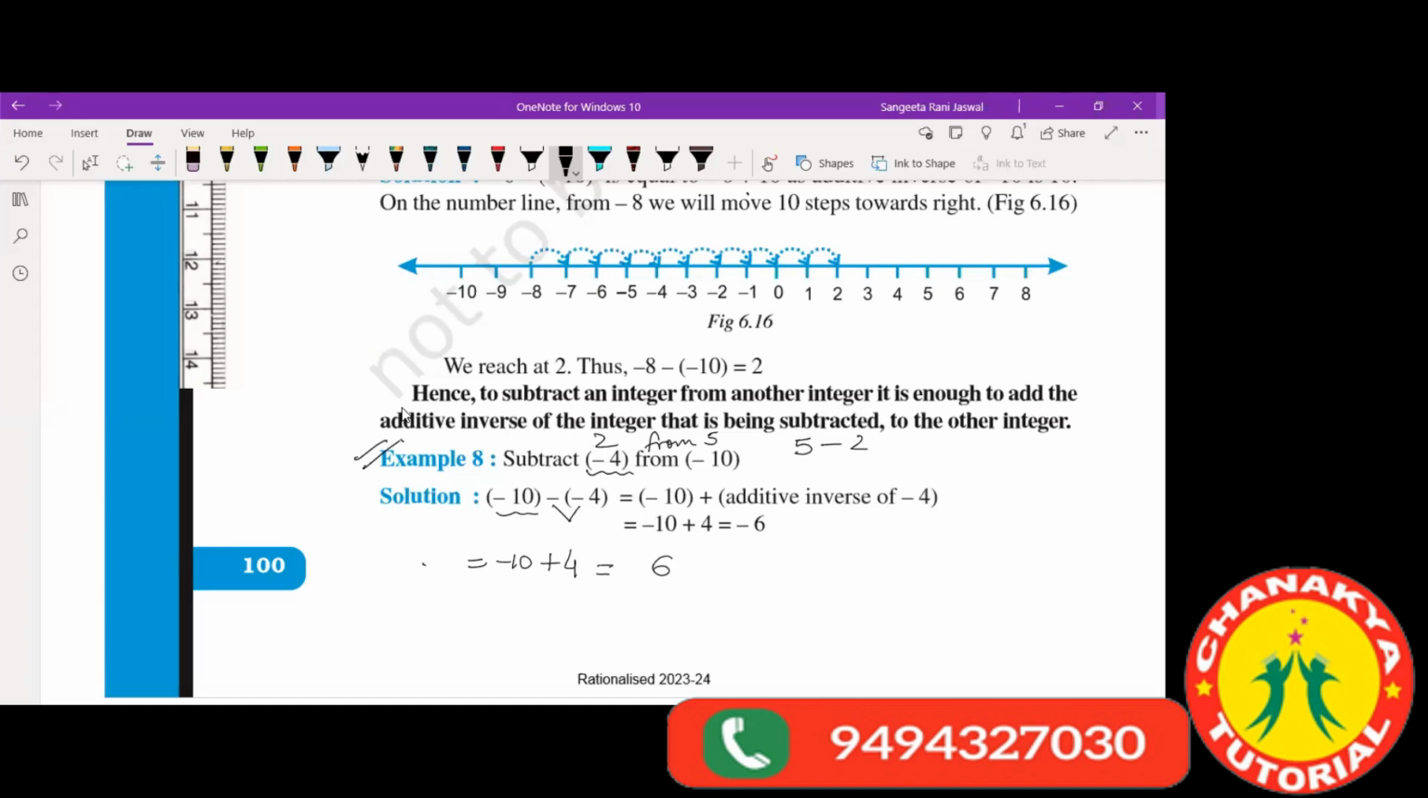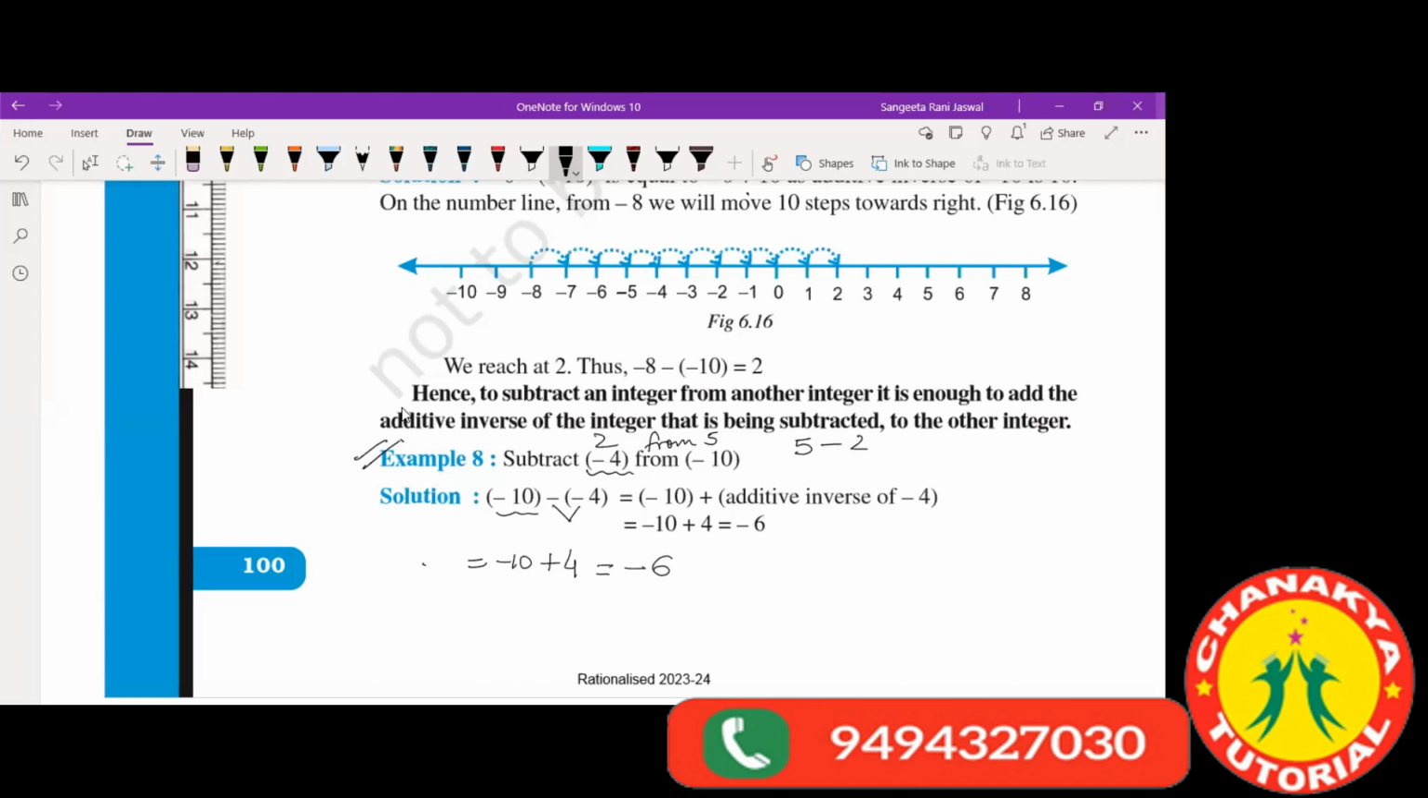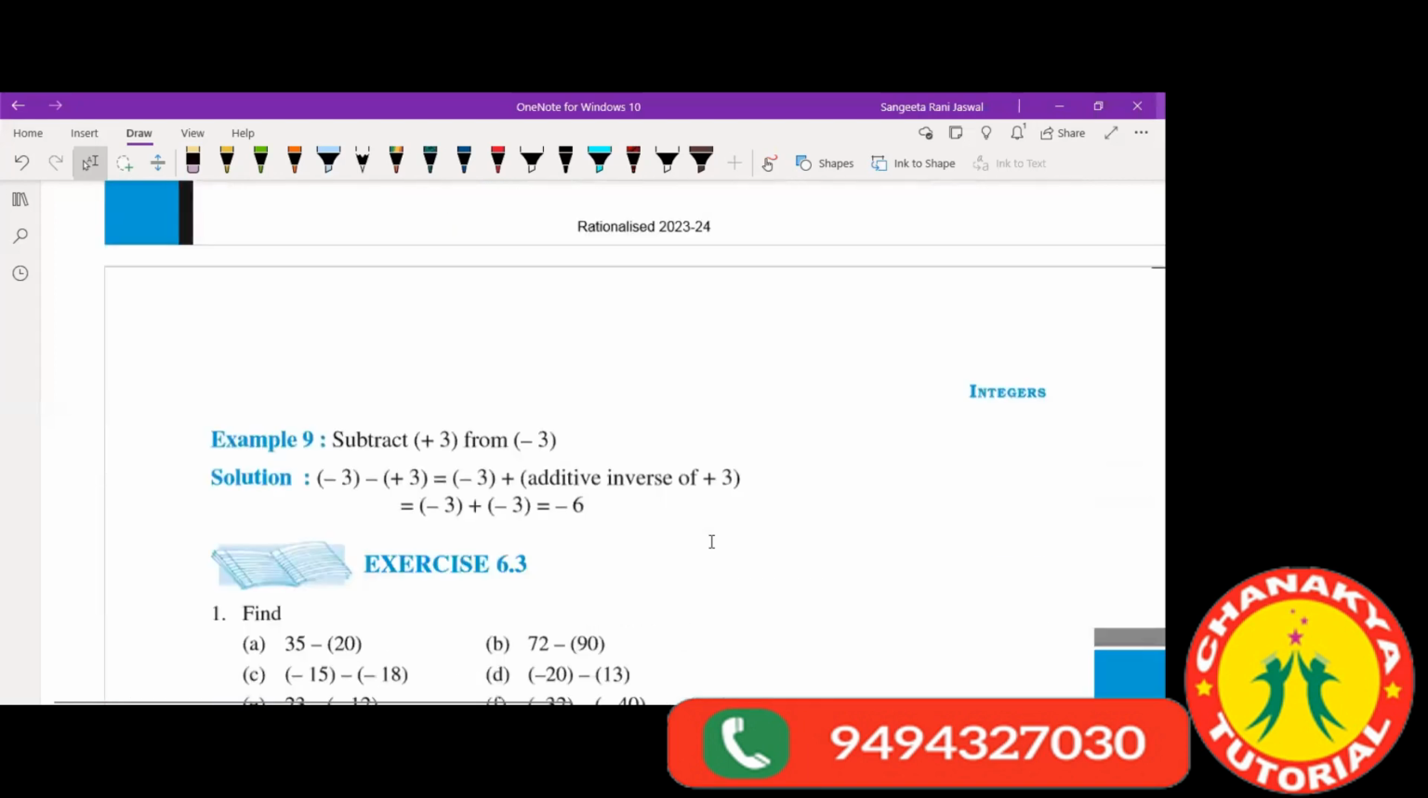And the sign of which number? The bigger number. Sign of the bigger number is minus. So that's my answer, -6. You get it? Are you understanding this, Neha? Yes, ma'am. Adya, did you understand this? Yes, ma'am. Okay, let's see the next example also.